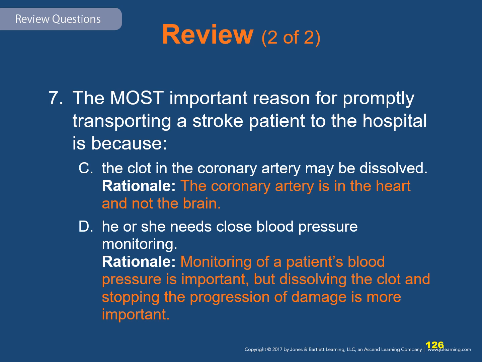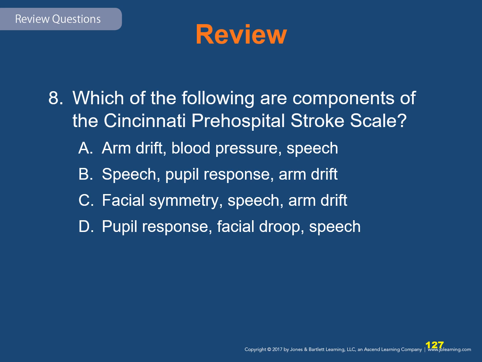Well, that's not correct either, because monitoring of a patient's blood pressure is important, but more critical in this case is dissolving the clot and stopping the progression of damage, and that right now is the most important thing. Question 8. Which of the following are components of the Cincinnati Pre-Hospital Stroke Scale? A, arm drift, blood pressure, and speech. B, speech, pupil response, and arm drift. C, facial symmetry, speech, and arm drift. Or D, pupil response, facial droop, and speech.